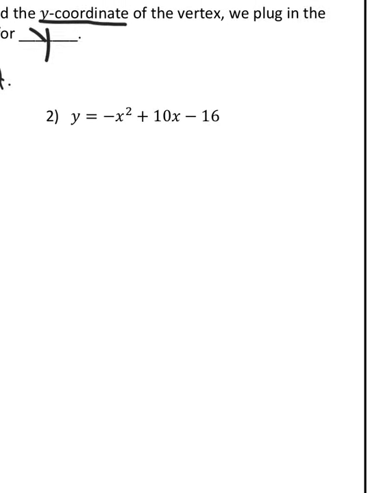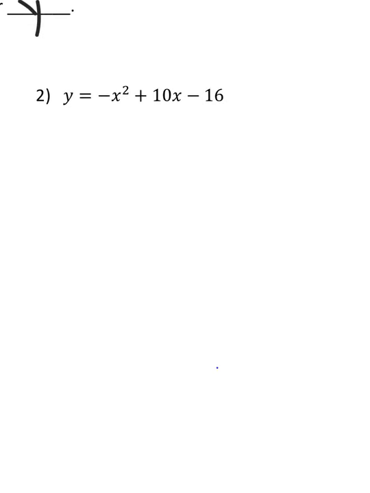There we go, nice and big, so we have enough room to work here. All right, so starting again with identifying my ABC. So I have a equals -1 this time, b equals 10, c equals -16.